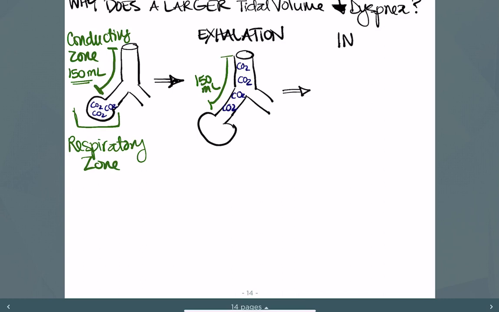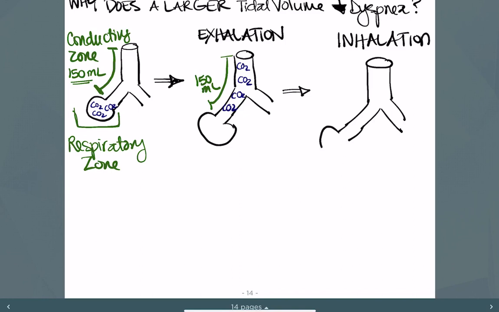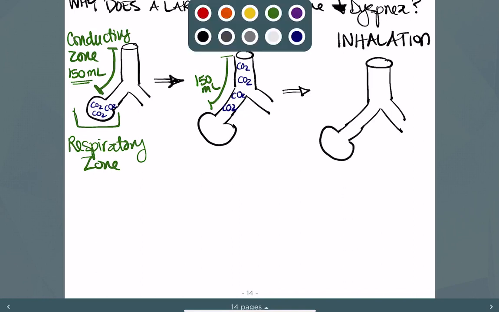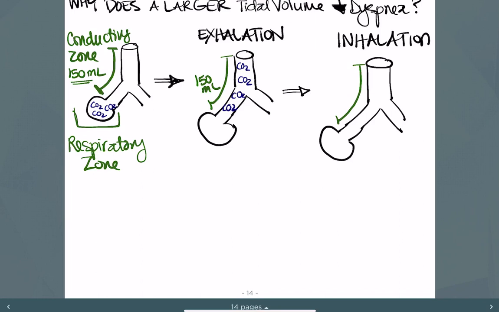So now we inhale, right? We just finished our exhalation. We're feeling great. Let's breathe back in. Here is our single alveoli lung. Please don't confuse this with actual anatomy. We have 150 mils of dead space air. What is the first air that's going to make it into our respiratory zone? It's the air that was just in the dead space. And now here comes the fresh oxygen down the pike.